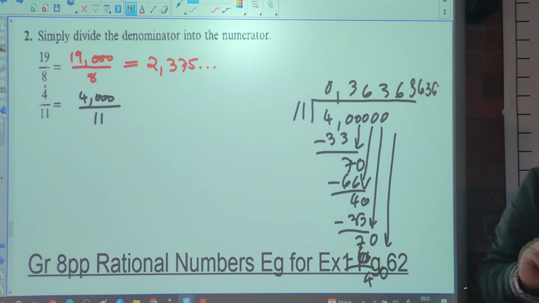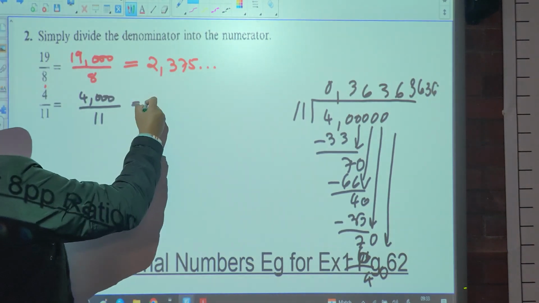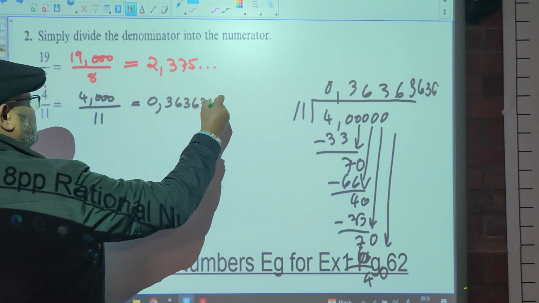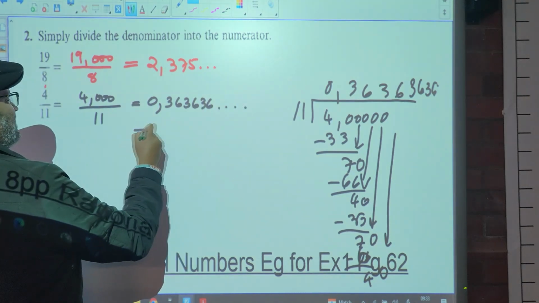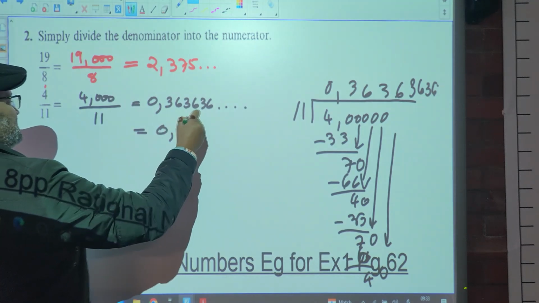So this is what we call a recurring number. The number is coming back all the time. It's repeating itself all the time. You guys understand? Yes. What do we call it? A recurring number. Okay, so that can be written as 0,3636, and it carries on, which now can be written as 0,36 where the 3 is recurring as well as the 6 is recurring.